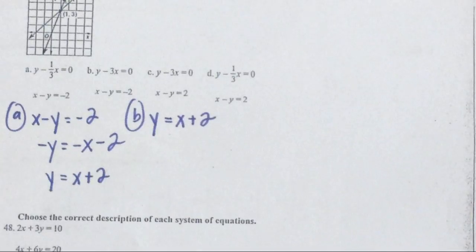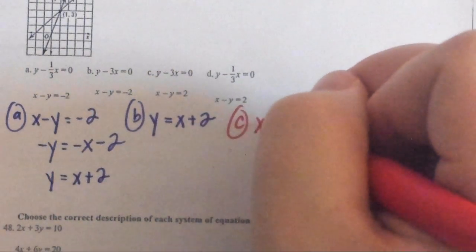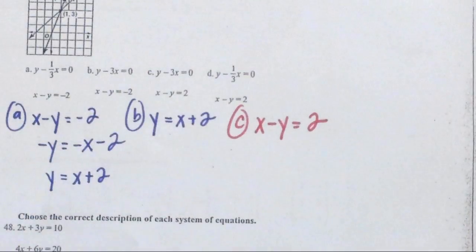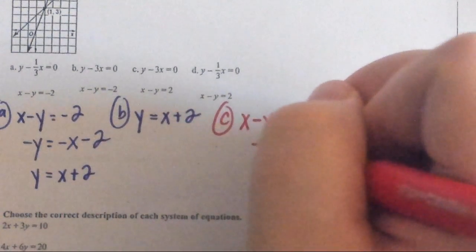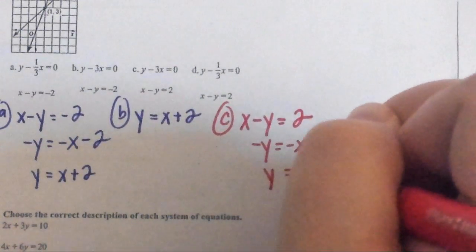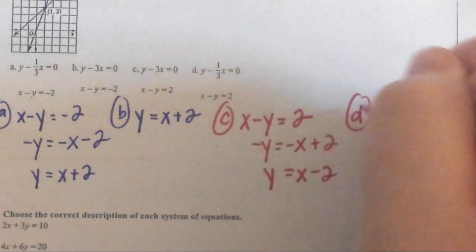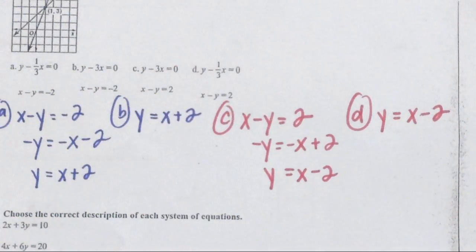C and D is where life is a little different. Originally, C was x minus y equals positive 2. One little sign change is going to change our equation. So when we rearrange it, we end up with y equals x minus 2. And the same thing is going to happen on D, y equals x minus 2. So we've got to decide, looking at our graph, for one of the lines, is it y equals x plus 2 or is it y equals x minus 2?